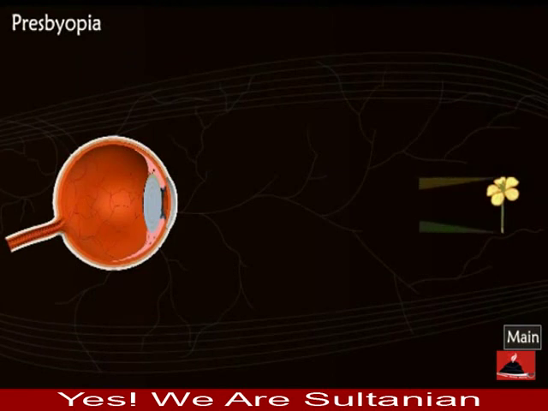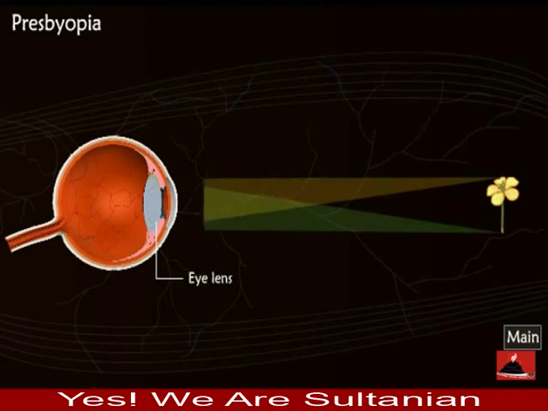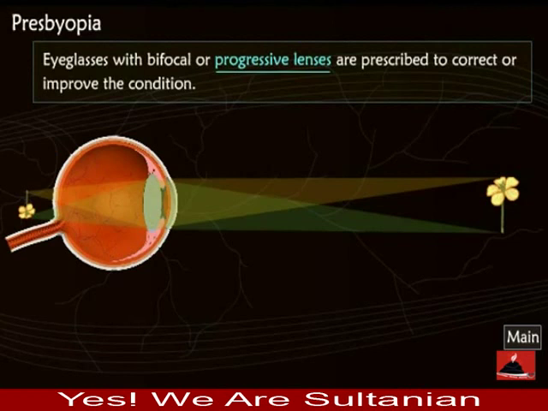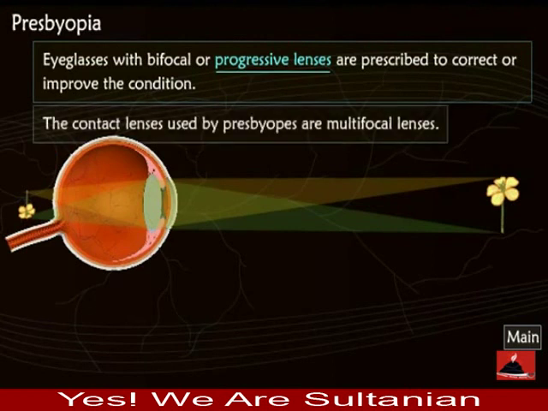Presbyopia. Presbyopia is caused when the center of the eye lens hardens, making it unable to accommodate near vision. This condition generally affects almost everyone over the age of 50, even those with myopia. Eyeglasses with bifocal or progressive lenses are prescribed to correct or improve the condition. The contact lenses used by presbyopes are multifocal lenses.